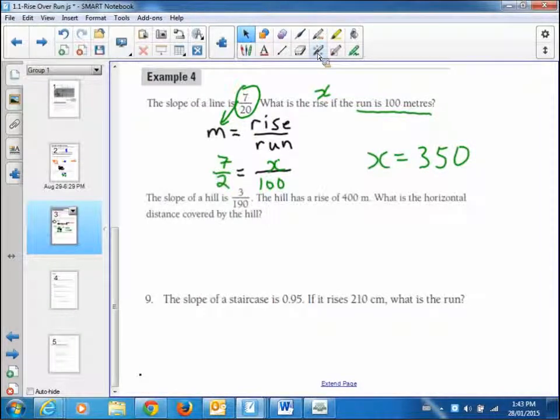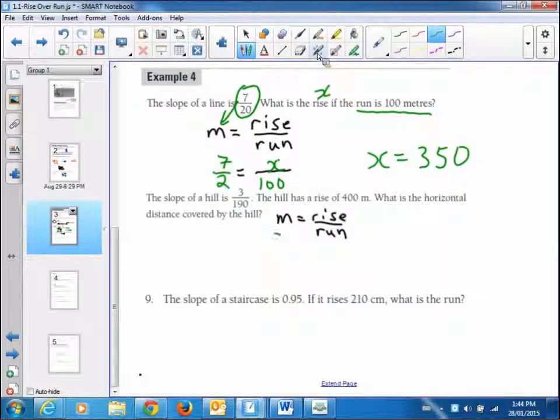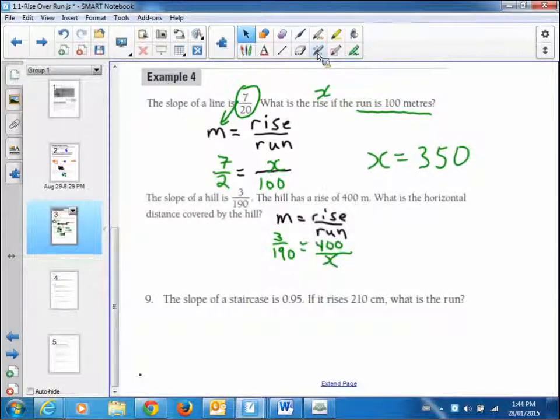Now, try this next one. The same idea, though. This slope is rise over run. And you replace the slope with the number they gave you, 3 out of 190. And the rise is given, 400. Try it again.